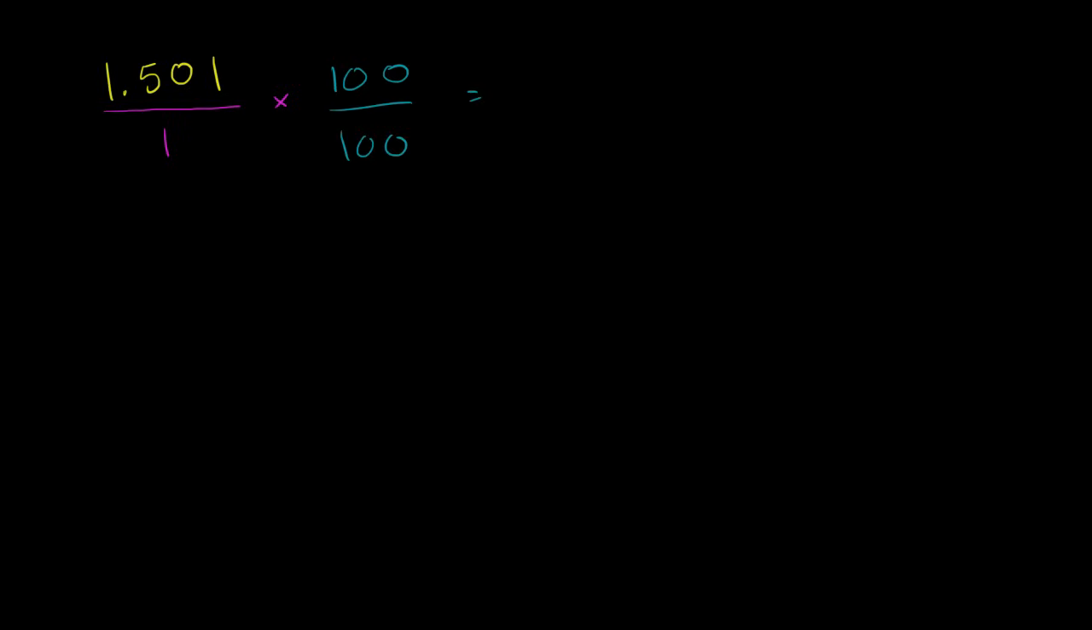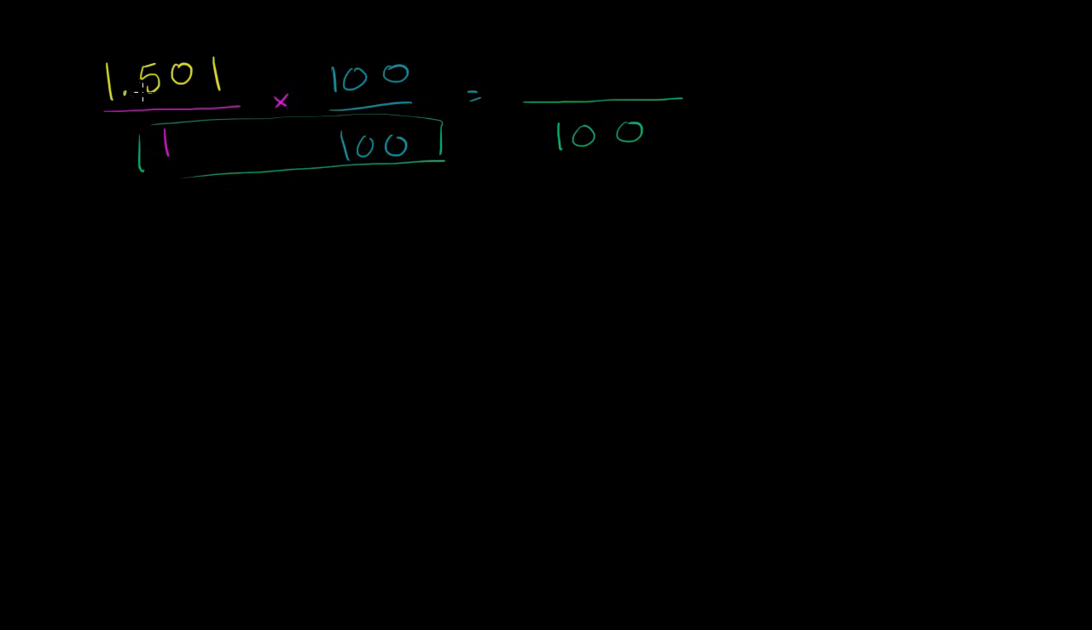When we do this product, and I haven't changed the value, this is just multiplying something times 1. But when we do it, we're going to change the way that we're representing it. The denominator now is going to be 1 times 100. So that's pretty straightforward. That's just going to be 100. And then the numerator, we're going to want to multiply 1.501 times 100.